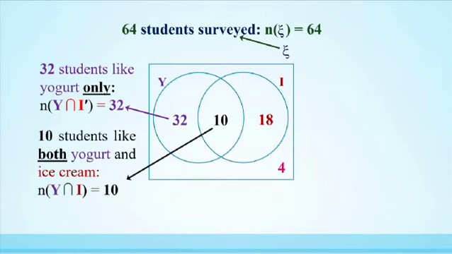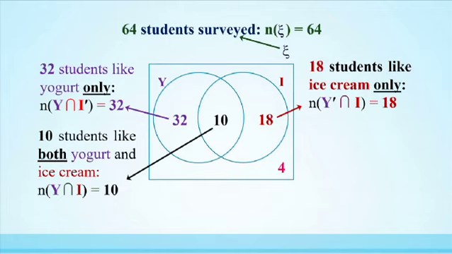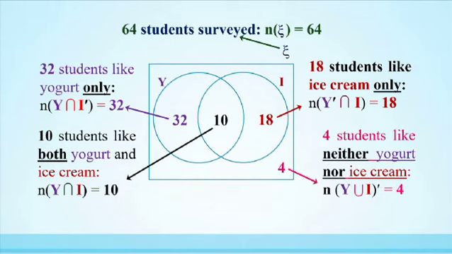10 students like both yogurt and ice cream. That is, the number of elements in the set Y intersection I is 10. 18 students like ice cream only. The number of elements in the set Y dash intersection I is 18. And there are 4 students who like neither yogurt nor ice cream. That is, the number of elements in the set Y union I dash is 4.